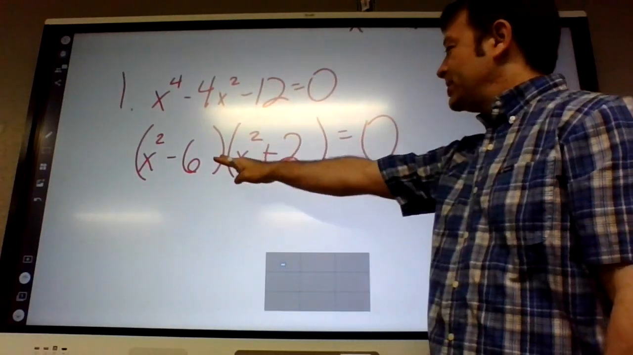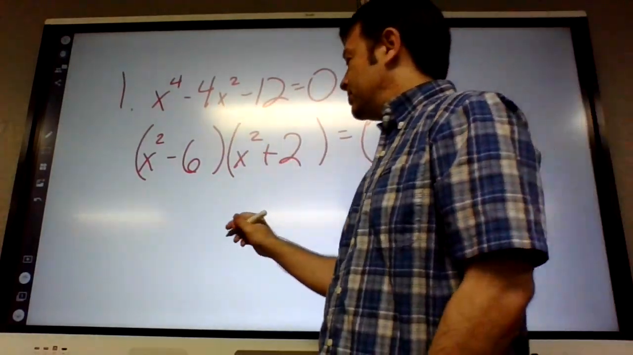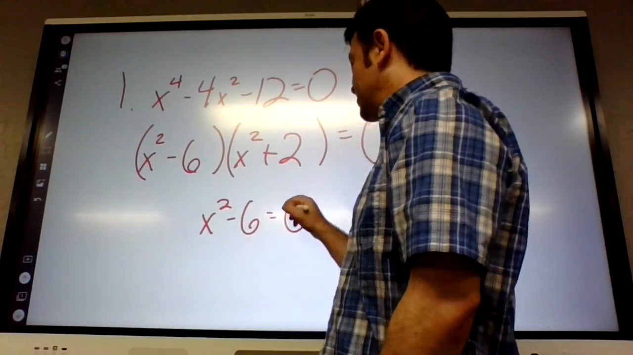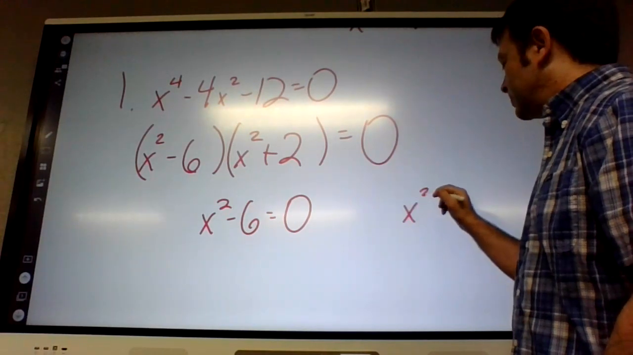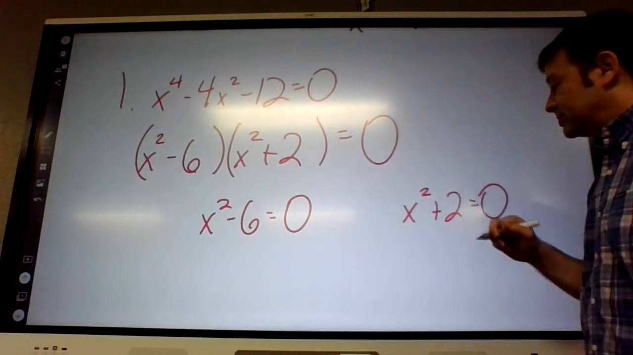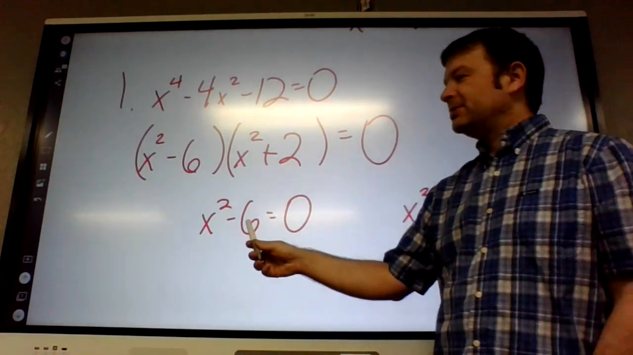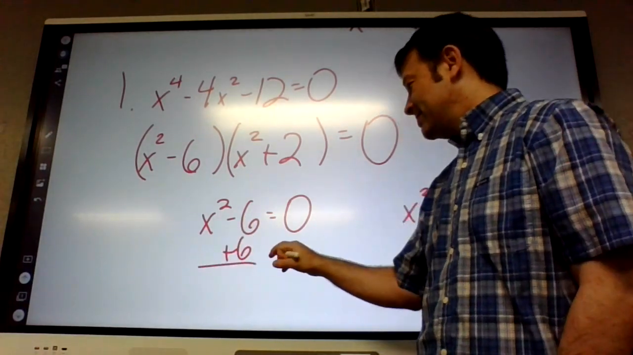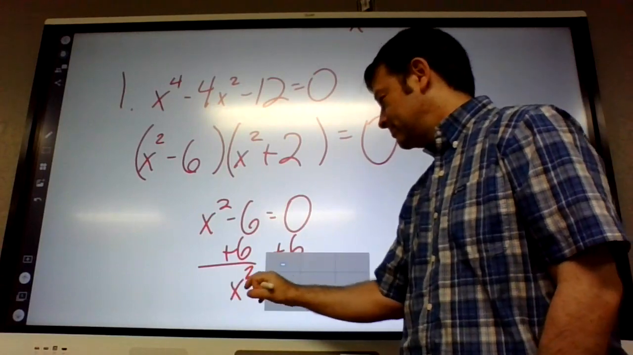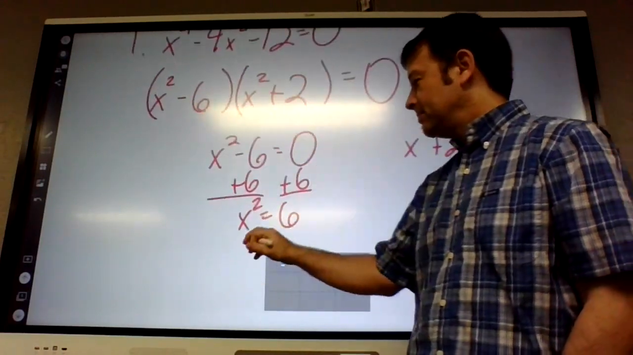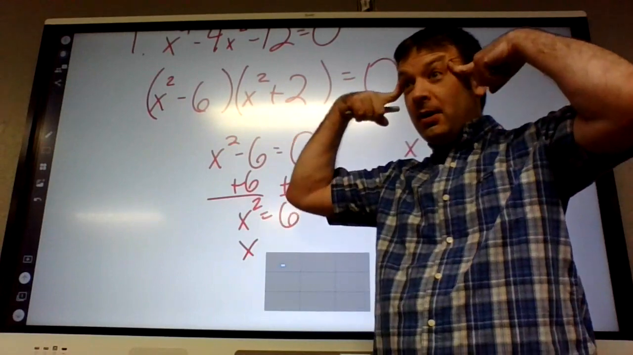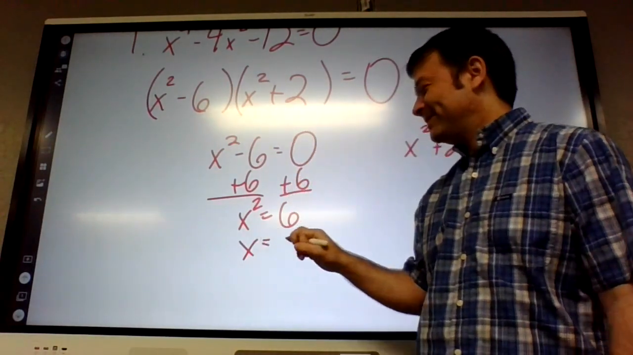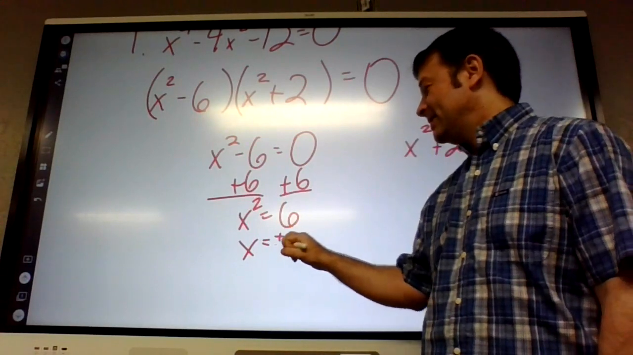How do we figure out what makes these factors equal 0? Well, let's just do this. X squared minus 6, we need that to equal 0. And x squared plus 2, we need that to equal 0. Square root of 6. What do you have to do? Plus or minus.